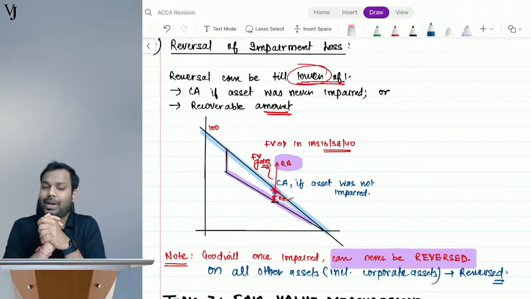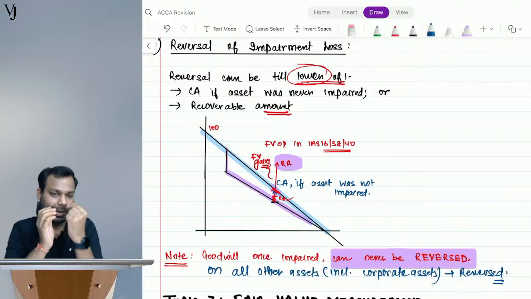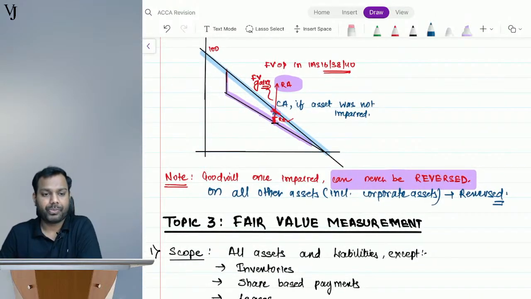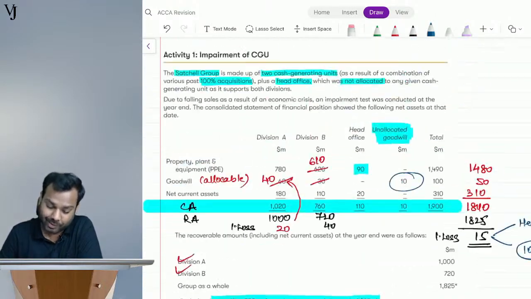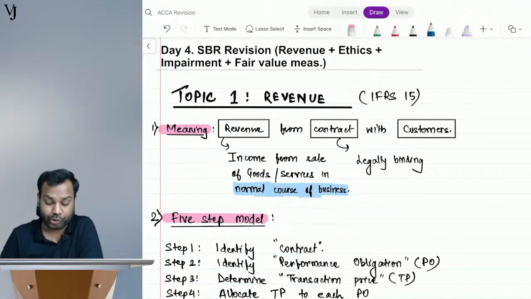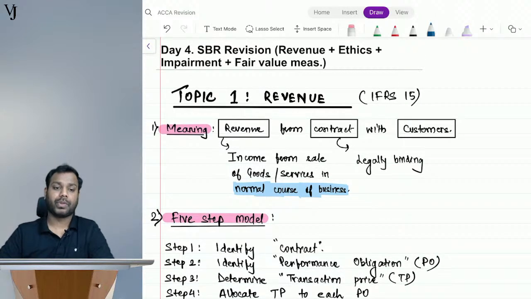So let's take a quick break of 5 minutes, and then we'll resume our further discussions. Next is fair value measurement, ethics, and a question. So let's discuss it after a break.